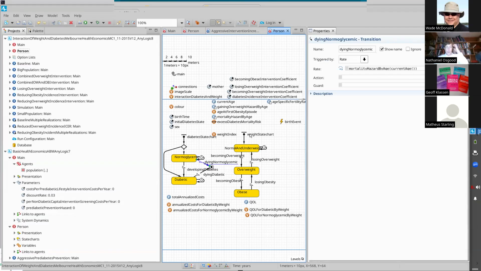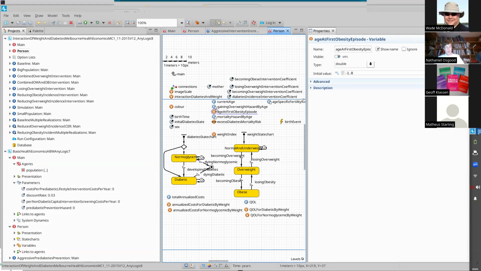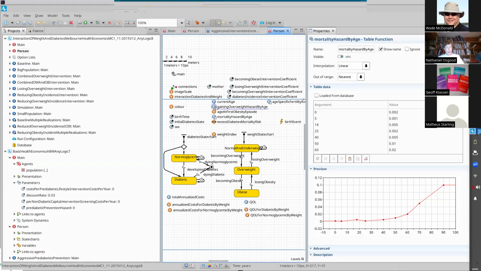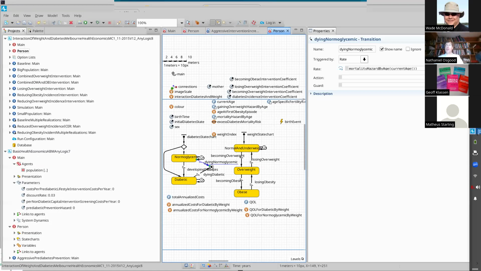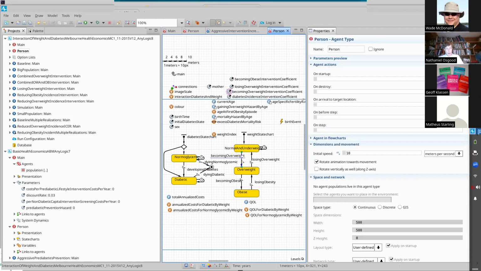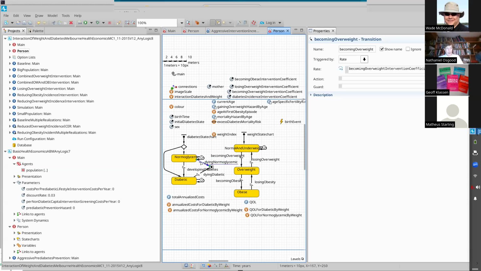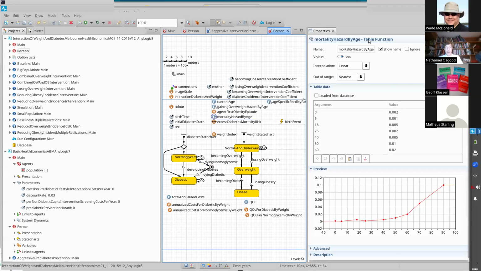But here we can look up by age what someone's mortality is, or what their chance of developing overweight is, and apply that to their chance of leaving here. That reflects that our hazard rate of transitioning down here will be different. Conditional on being normal glycemic, it will be different by weight, and my chance of developing overweight will be different according to my age. That's why I look up my current age in this so-called table function.